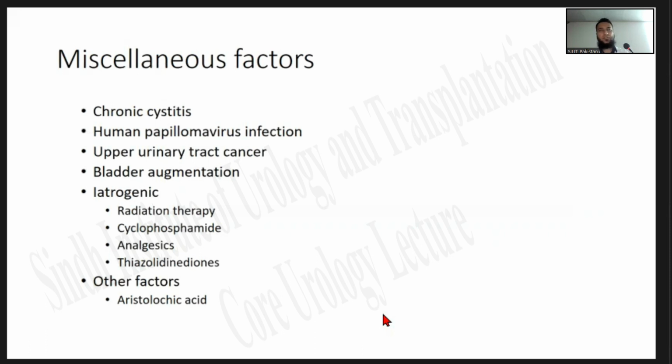Prolonged studies show that bladder augmentation patients, due to increased catheterization and bacteriuria, develop bladder cancer. If any patient has a history of radiation therapy or cyclophosphamide, some studies show that patients who take chemotherapy with cyclophosphamide have a chance of bladder cancer, and diabetes related thiazolidinediones. The study shows that some of these products cause bladder cancer.